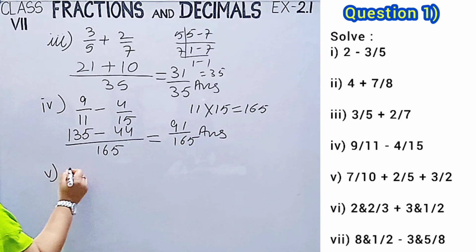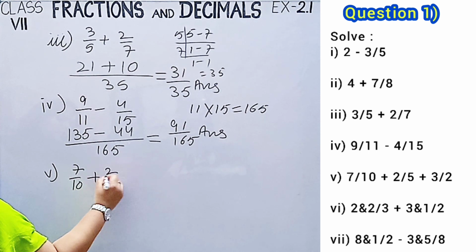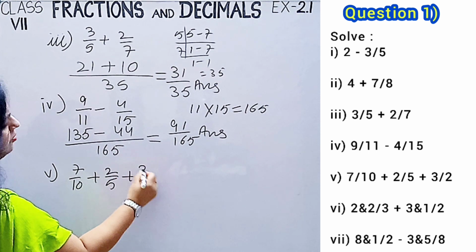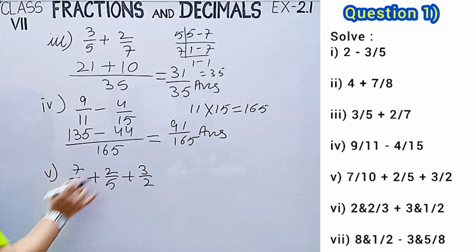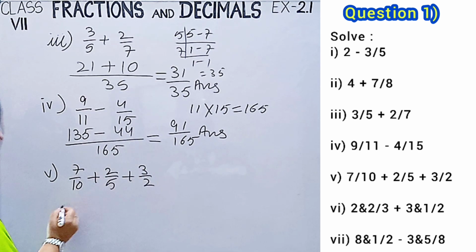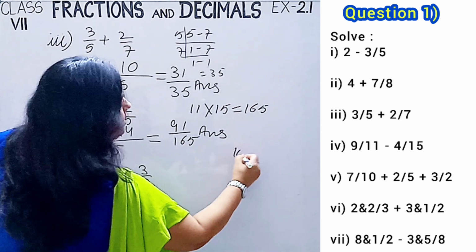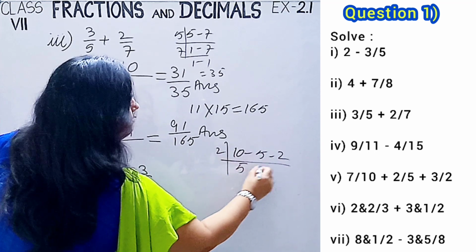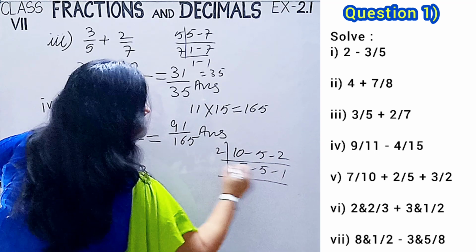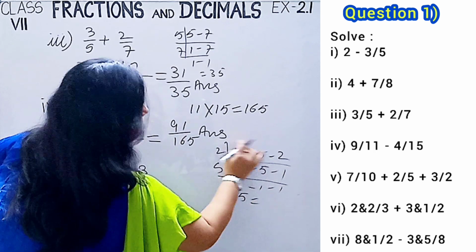Fifth part. 7 upon 10 plus 2 upon 5 plus 3 upon 2. Here are three fractions. 7 upon 10, 2 upon 5 and 3 upon 2. So first of all, we will take the LCM of 10, 5, 2. So 10, 5, 2. 2 5s are 10, 5, 1. So 5 1s are 5. So 2 into 5 is the LCM of 10, 5, 2.